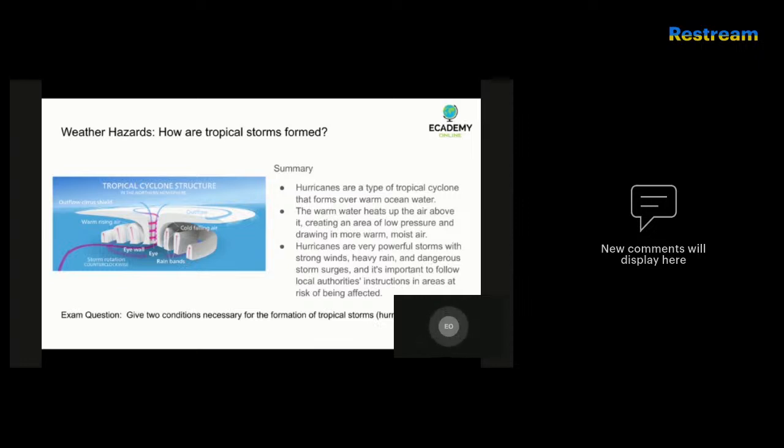You need to talk about there being warm tropical seas. Better to mention it's 26.5 degrees or higher. And you need to talk about the fact that there is a great amount of evaporation of moisture, which then releases heat, and you have a very, very low pressure in the system, which then helps to create the tropical storm. So any 2 points would be sufficient.